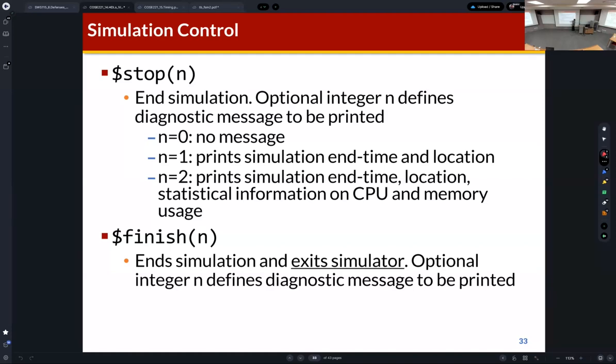Also, the stop is just a stop of simulation. It means that the simulator does not end. It's just a stop of simulation. But if we use the finish function, then the simulator also ends.